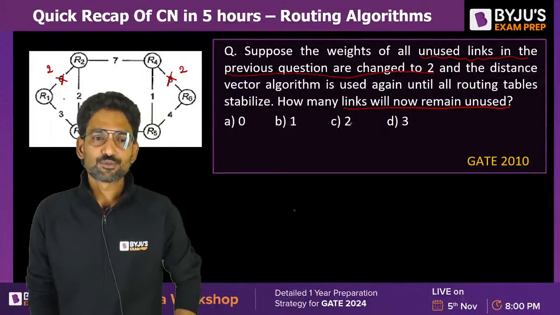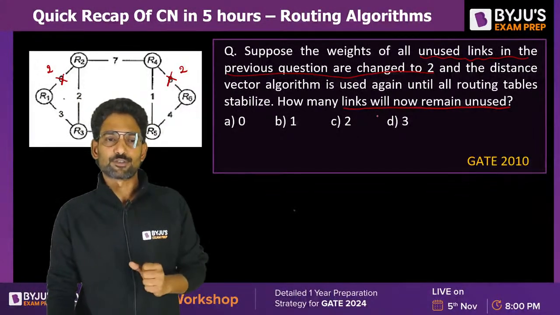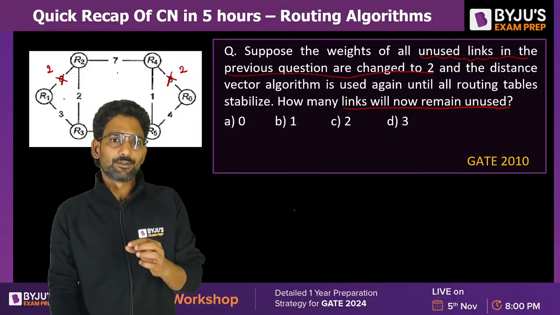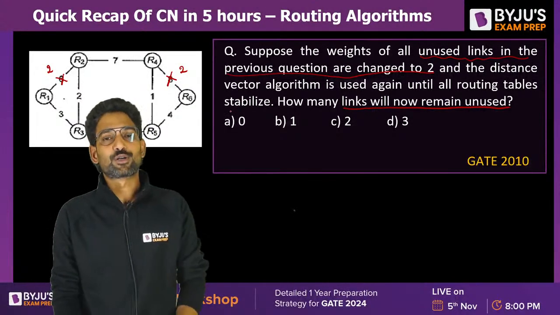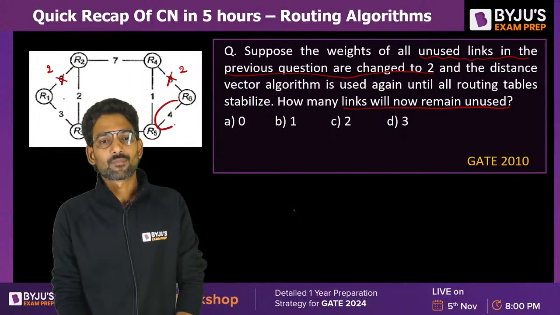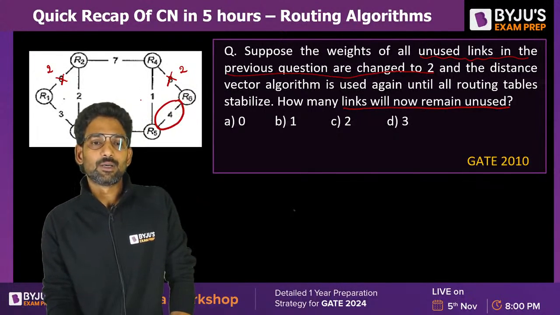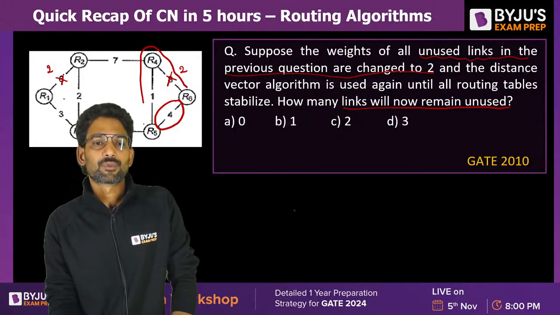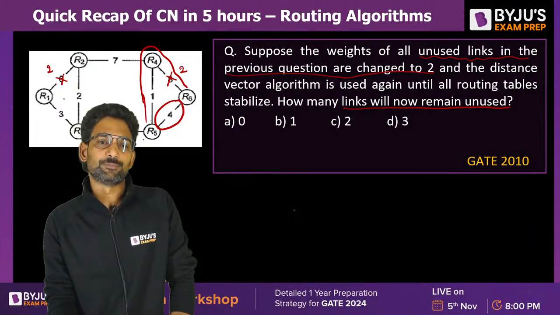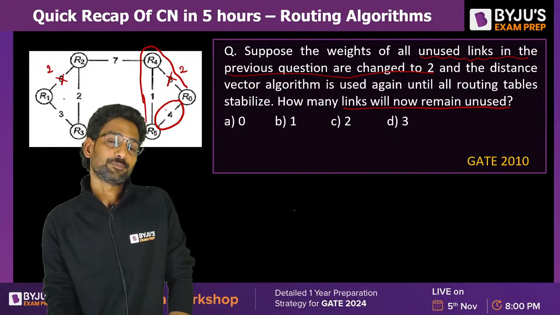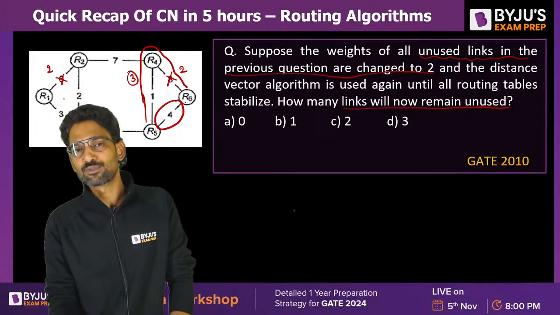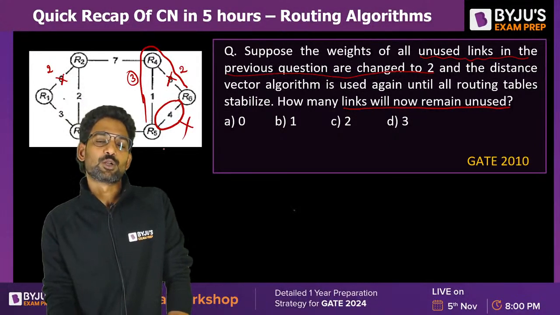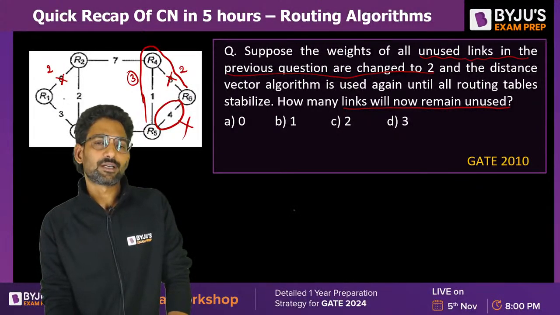If the R1, R2 cost becomes 2, definitely that would be used for direct communication. So, if you carefully monitor, there is one link where you have an alternate shorter link. What is that? This one. R5, R6 direct cost is 4, but now with the updated cost 2, if R5 and R6 communicate through R4, then the cost becomes only 3. 3 is less than 4. So, obviously, they choose that. So, this link will not be used for communication. And we will not have any other such link.